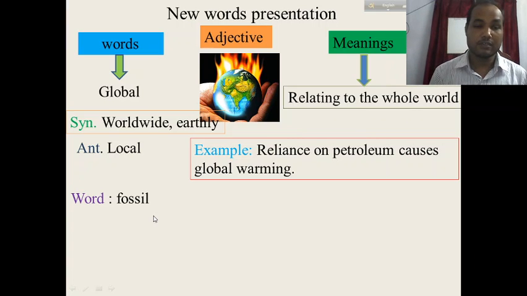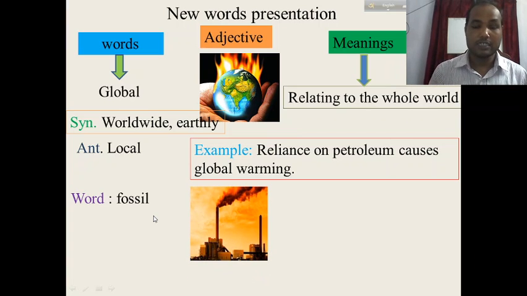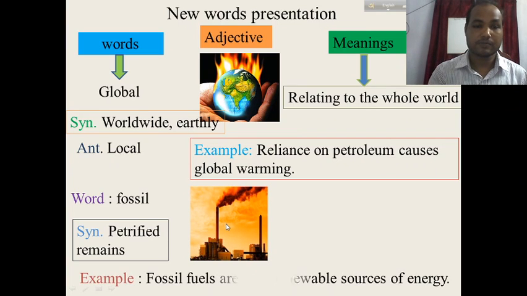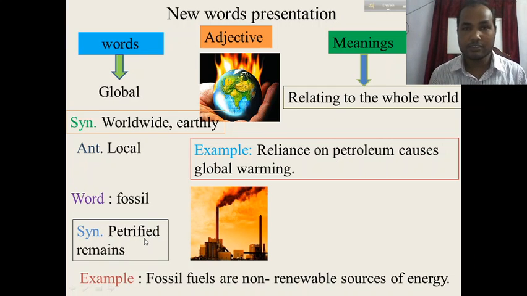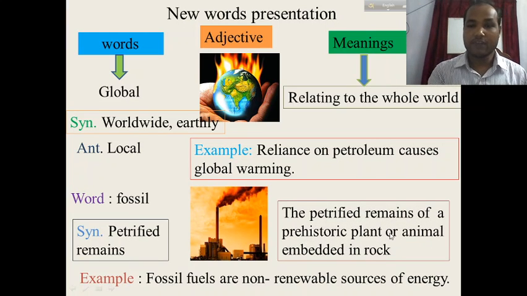Another word, fossil. Repeat with me. Fossil. Here is a picture for the word fossil. And its synonym is petrified remains. For example, we can use the word fossil: fossil fuels are non-renewable sources of energy. Let's see its meaning. The petrified remains of a prehistoric plant or animal embedded in rock.